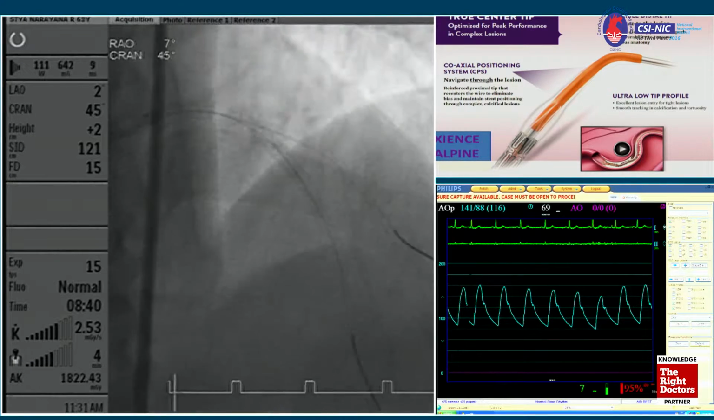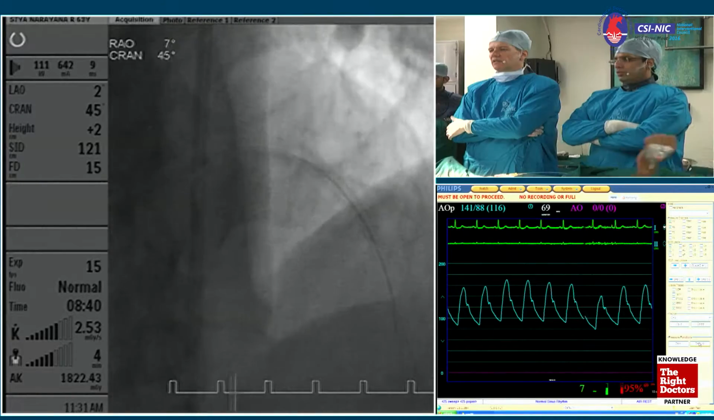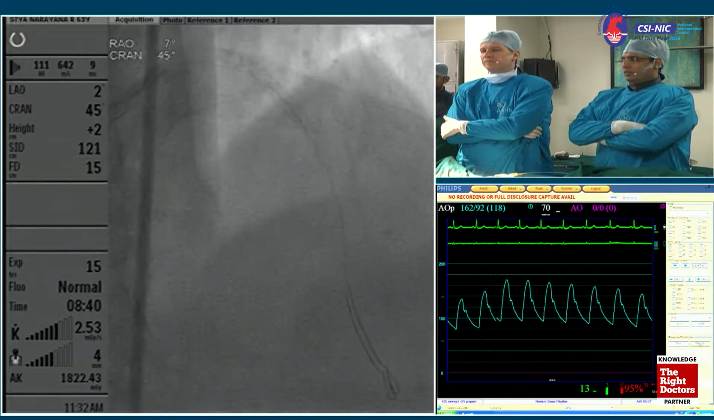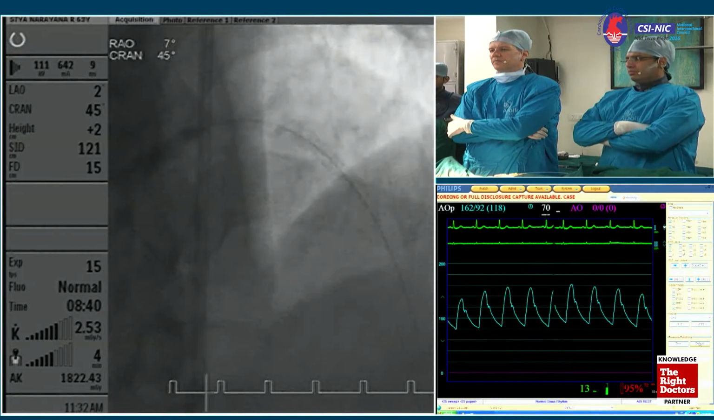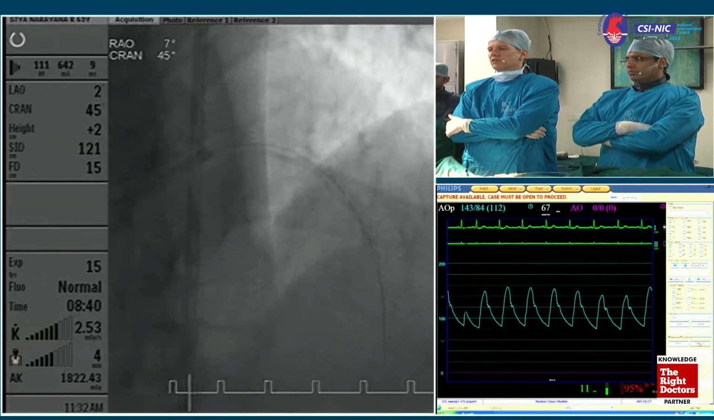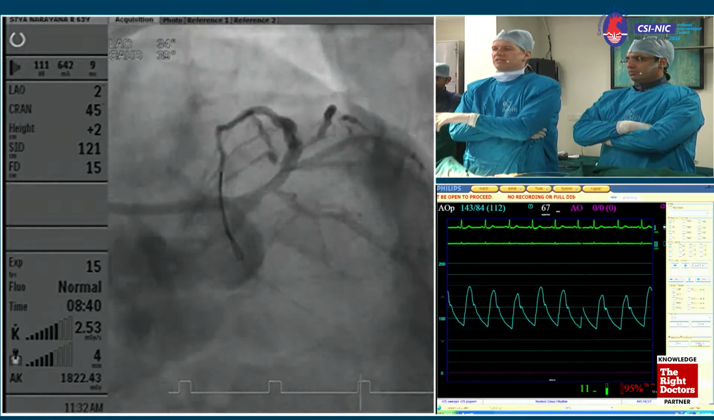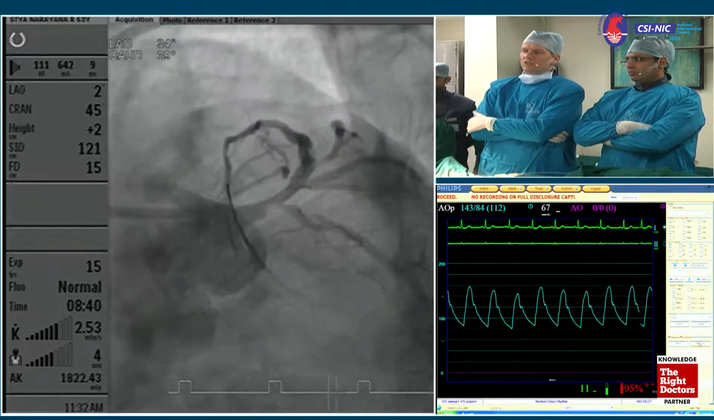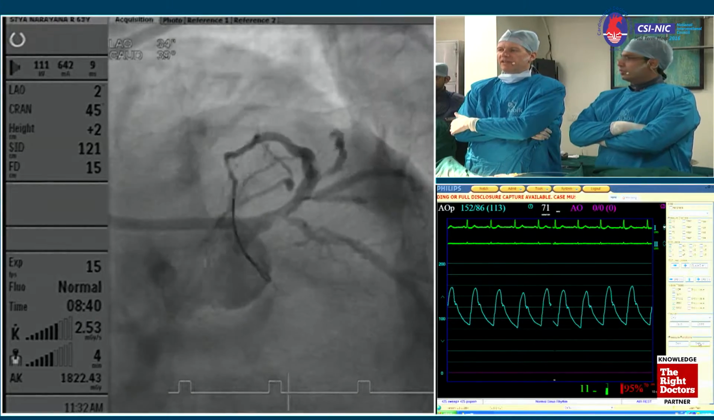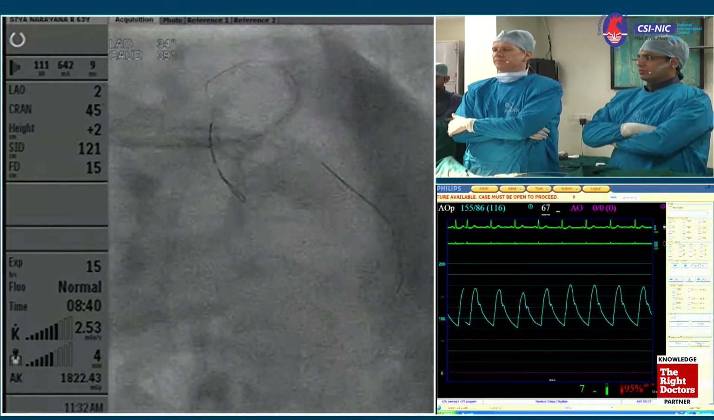Next, please. Now we took back the wire and pushed it down. Again, it's a BMW now in the LAD. Next, please. Next. Okay, these are thought to be our final shots on this. And here you see that we still have a big proportion of calcium. So we decided to go with very high pressure with the 3.5 balloon again. 3.0, sorry. Next, please.